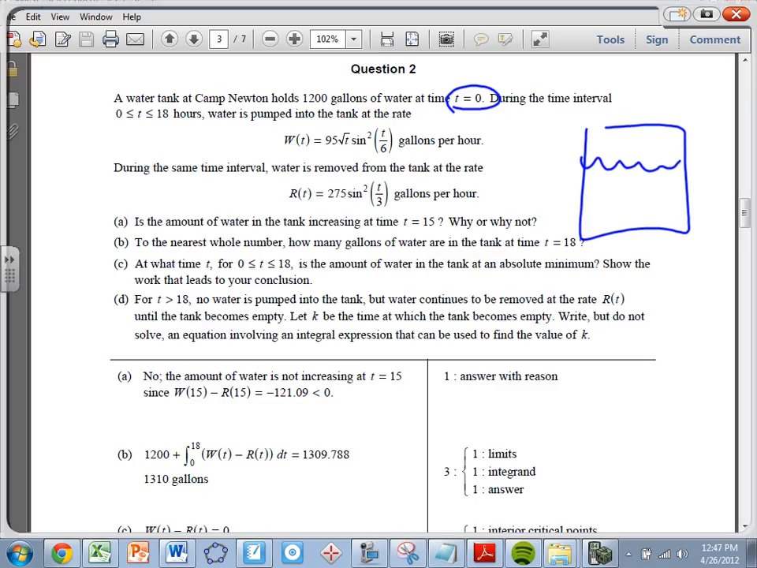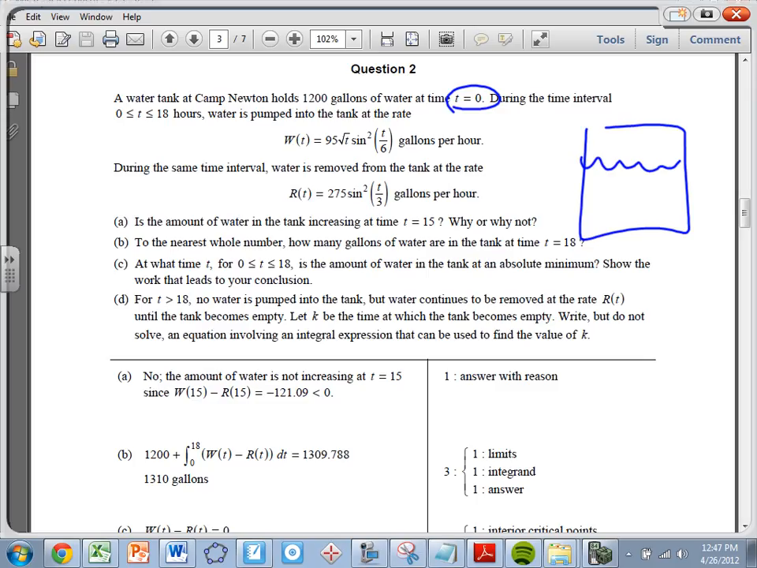Everybody see the units? So if they ask you how much water is there, what are the units going to be? Gallons. If they say what rate, the unit's going to be? Gallons per hour. Good. What is the rate at which the rate is changing? Gallons per hour squared. Okay? Be careful. During that time interval, water is removed from the tank. So imagine, this is realistic. You got a tank of water somewhere. We're pumping water into homes.